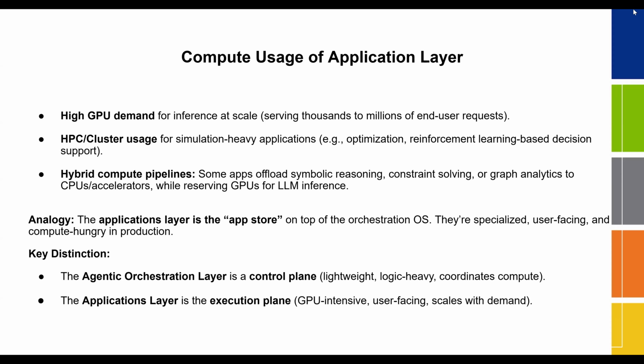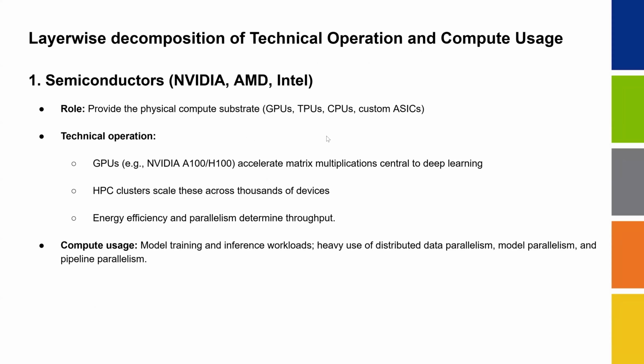Yeah, let's move on. So the key distinction is that the agentic orchestration layer is a control plane, lightweight, logic heavy, and it coordinates compute. The application layer is the execution plane, GPU intensive, user facing, and scales with demand. So this is the compute usage part of the application layer. We have a layer-wise decomposition of how much compute each uses and what the requirements are.